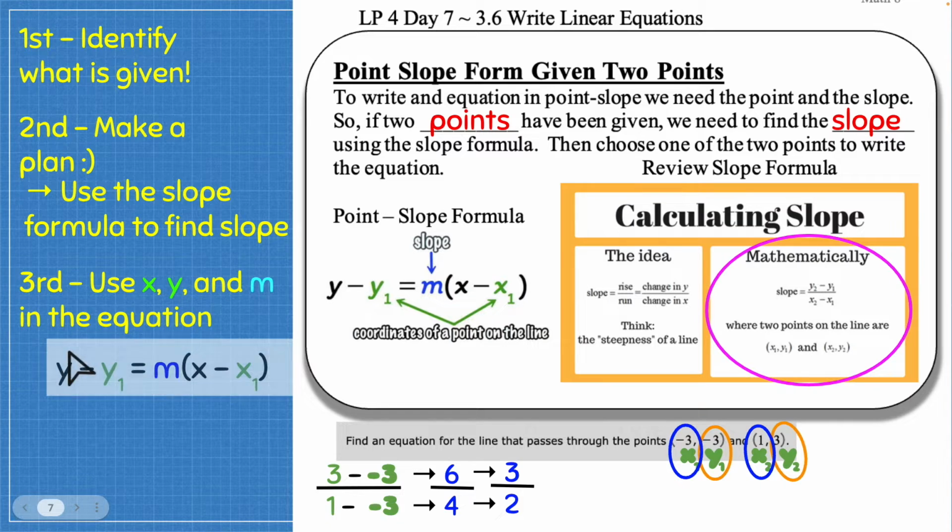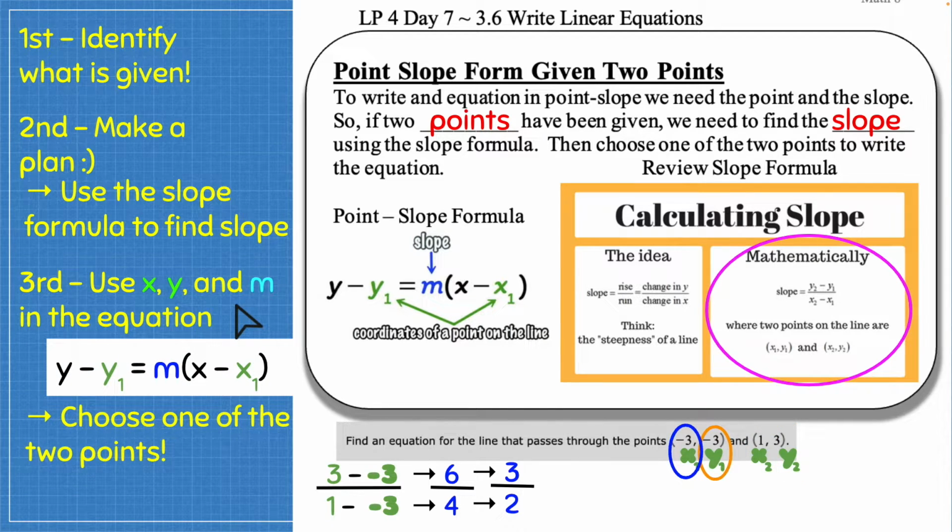So you're just going to choose one, and I decided to choose the second one for whatever reason. Doesn't really matter. I could have done the first one, I could have done the second one. So I decided to choose point 2. So I have y1 is 3. I found my slope, which is 3/2, and my x2, I'm saying that funny, is 1. So that is my equation that passes through the line in point slope form.